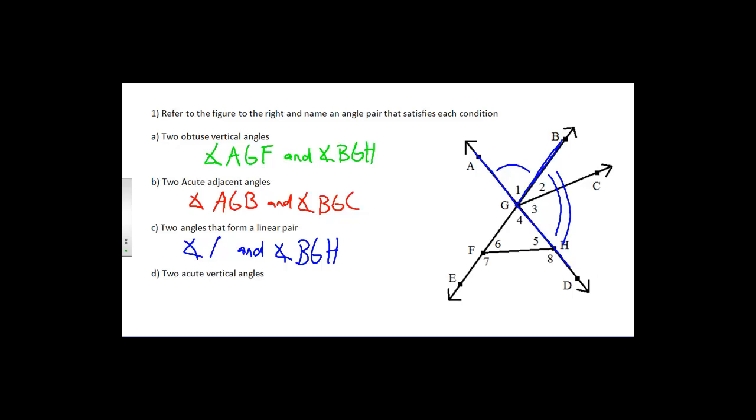And part D, name 2 acute vertical angles. Back to our 2 vertical angles, which were created by intersecting lines. The 2 acute ones were angle 1 and angle 4.